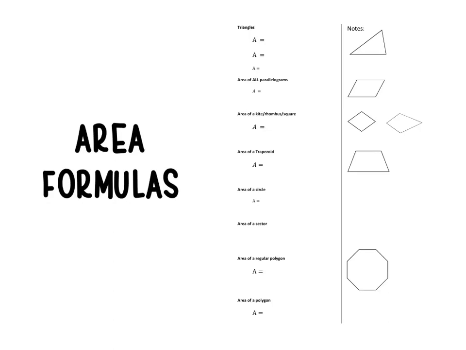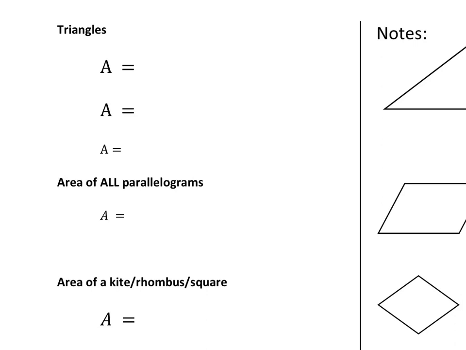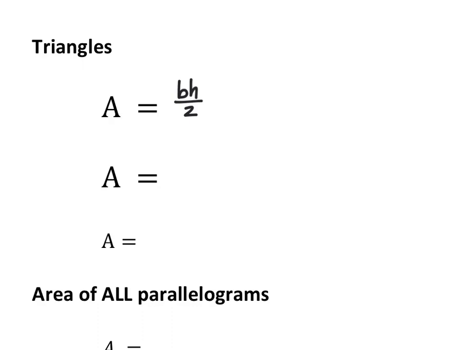In this video, we're going to be talking about area formulas for a lot of different kinds of polygons, including an irregular polygon. We're going to start with our triangle area formulas, and of course we have our basic base times height divided by 2, but we also have two other formulas.